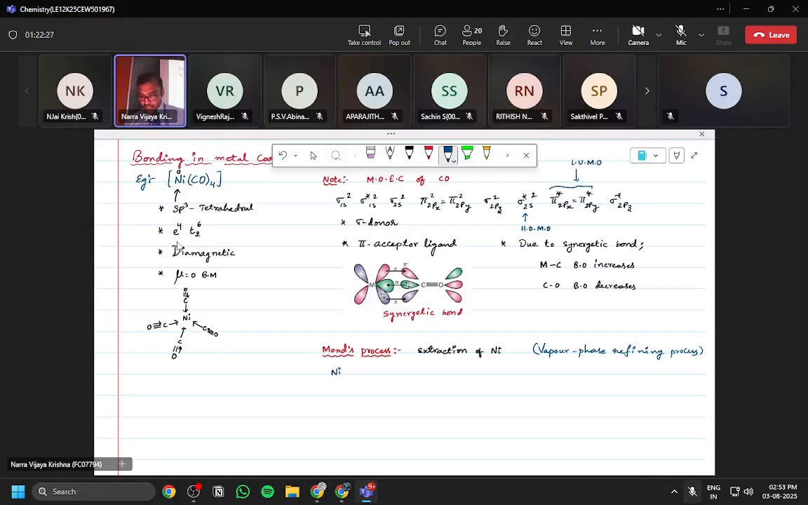So what we do: first, impure nickel, we pass carbon monoxide. Temperature must be less than 80. Then you will get nickel tetracarbonyl gas. If it is heated above 150, then it will break back to nickel and carbon monoxide gas. Now you will get pure nickel. We call this process Mond's process.